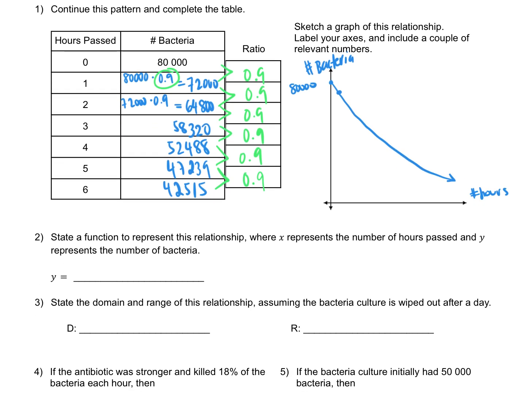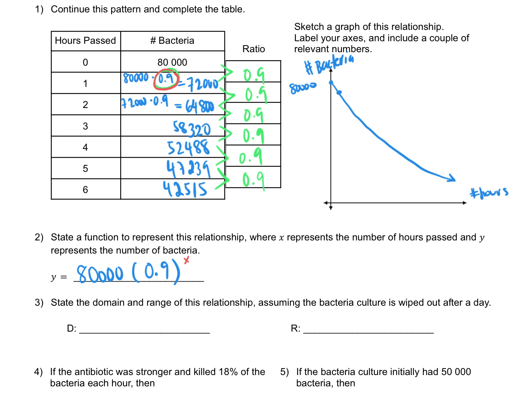Let's write a function to represent this relationship. X is going to be the number of hours, Y is going to represent the number of bacteria. We started off with 80,000 bacteria, and we multiplied that number by 0.9 a certain number of times. After the first hour, we multiplied by 0.9 once. By the second hour, we had multiplied by 0.9 2 times. By hour 3, it was multiplied 3 times, and so on. So if x hours have passed, it's 0.9 to the power of x, meaning 0.9 was multiplied by itself x times.